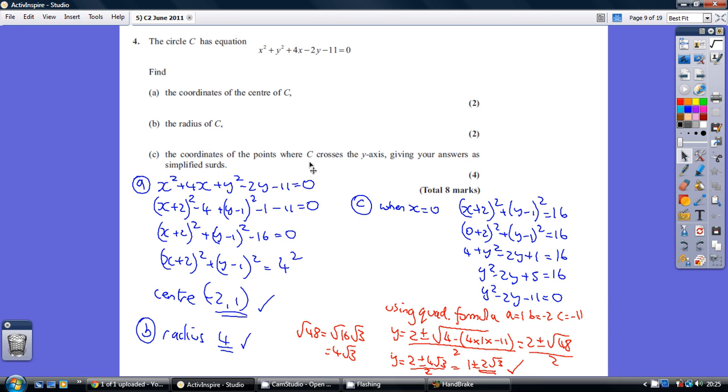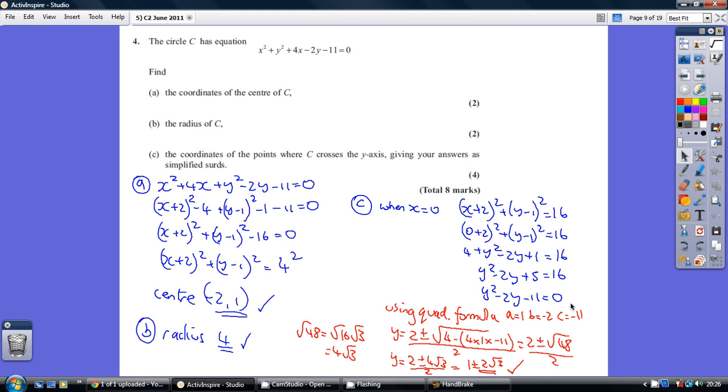Now we're asked to work out where this crosses the y-axis. It crosses the y-axis where x is 0, so substitute 0 into the new equation we've got for a circle. So basically this gives us this, so multiply out the pair of brackets, obviously 2 squared is 4, y minus 1 all squared is y squared minus 2y plus 1. Gather our terms, make it equaling 0.